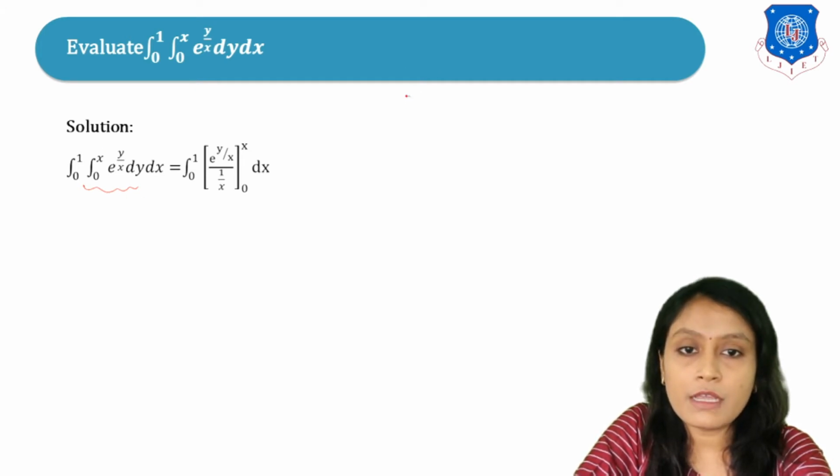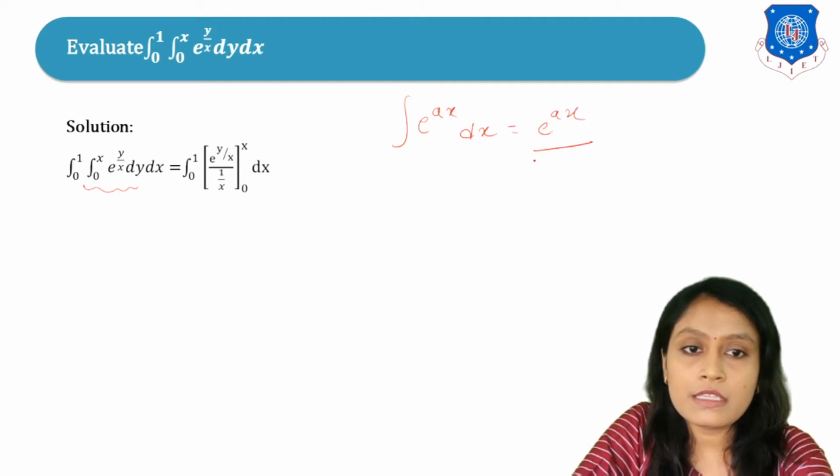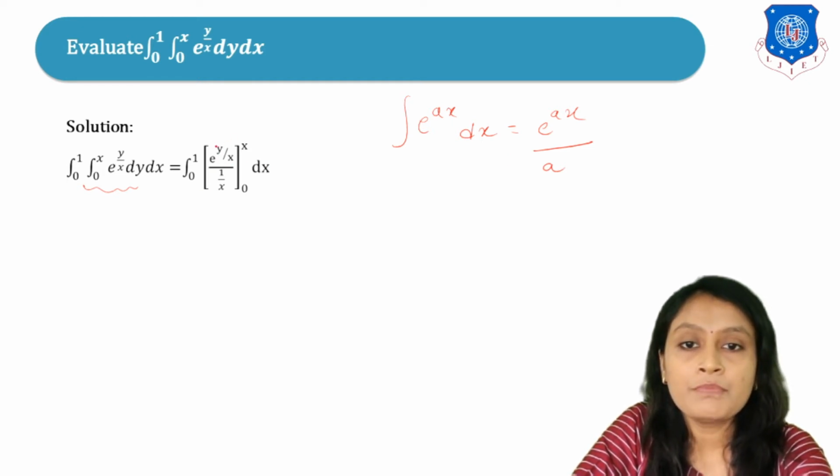For that we will apply this formula, that is integration of e raised to ax dx is what? e raised to ax upon a, right? Here the constant is 1 upon x, so you will get the answer as e raised to y upon x upon 1 upon x, and the limits are 0 to x. Now we will take this x here, so you will get integration 0 to 1 x e raised to y by x, and the limits are 0 to x.